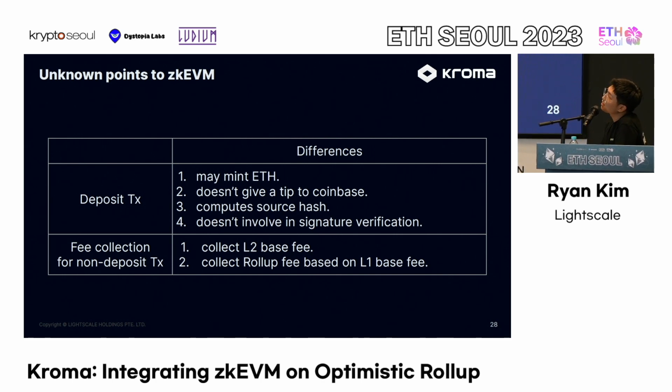The deposit transaction differs in that it may mint ETH, it doesn't provide a tip to the Coinbase, it computes something called the source hash, and it doesn't involve signature verification. Fee collection for transactions other than the deposit transaction differs in that it collects the base fee, it doesn't burn the base fee, and it collects a Rollup fee based on the L1 base fee. So we need to let it know these unknown points, and we did it in a very simple way.